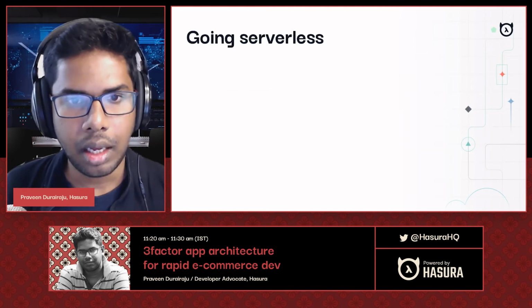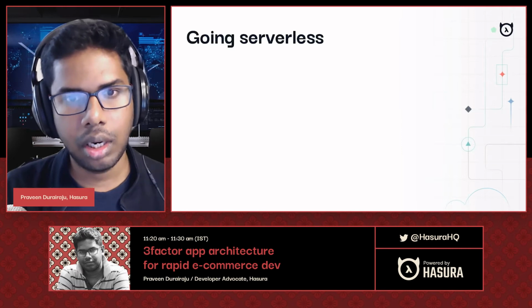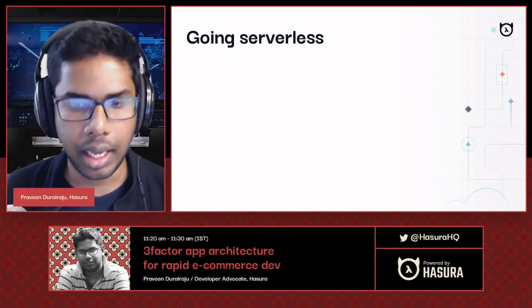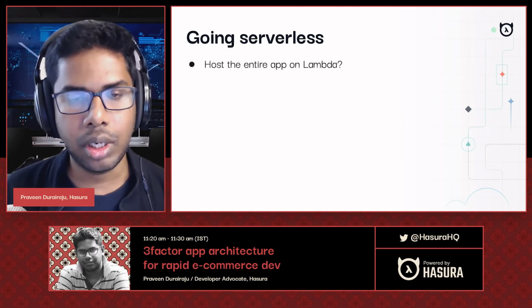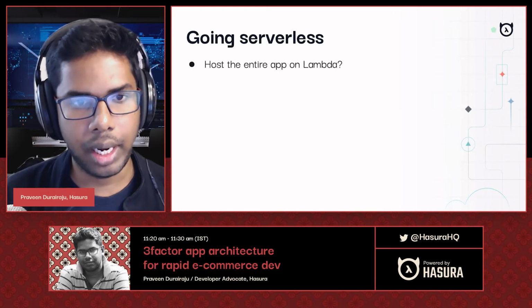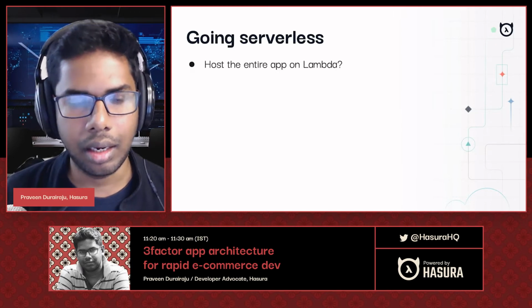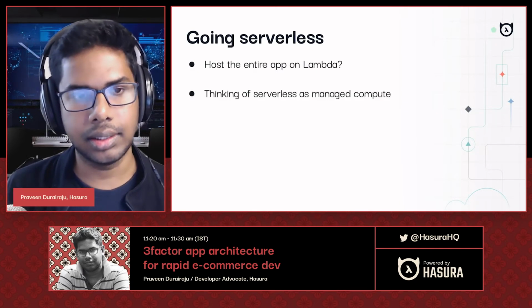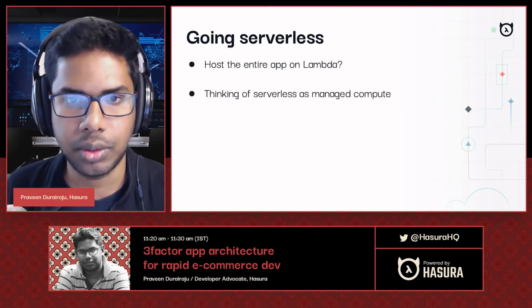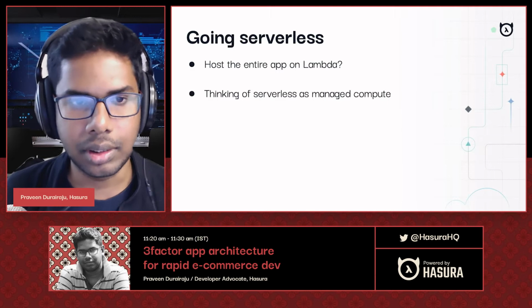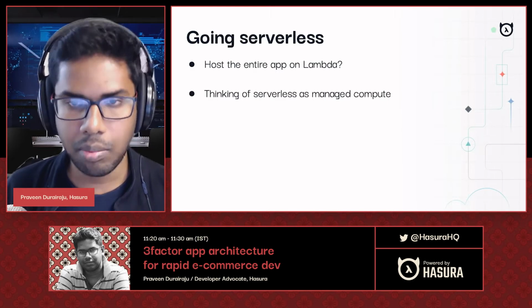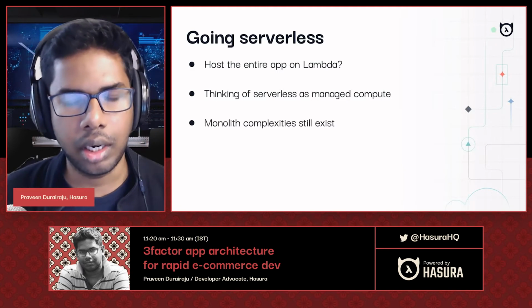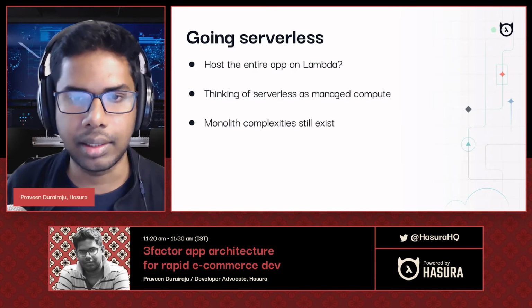So if you think about going serverless from this model, what does it take to go serverless from this whole MVC architecture, right? So the naive way of putting it out is, do you host the entire app on Lambda? What does it take and will this work, right? So the whole app is on Lambda, thinking of serverless as just your managed compute instance, right? So just resource management is what you're trying to solve for. But obviously this comes with its own problems. The monolith complexity still exists. You're just not solving it by just putting it behind a serverless platform.